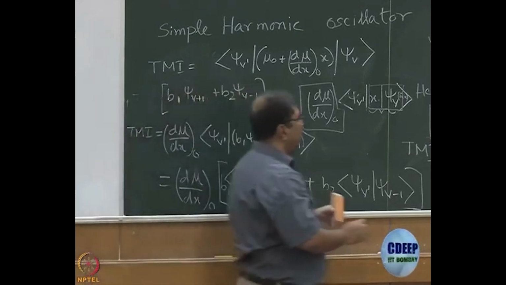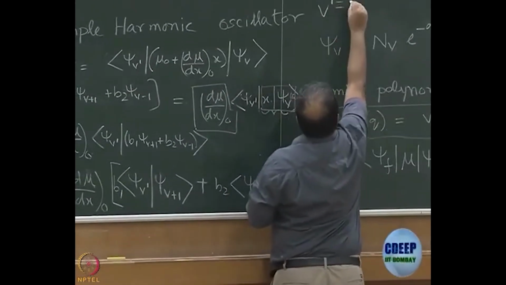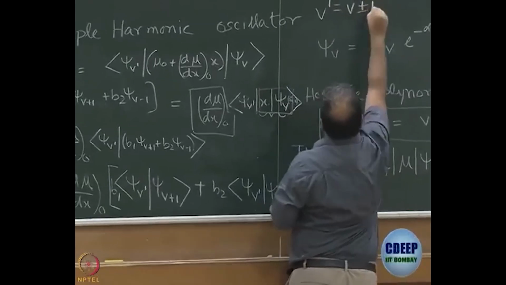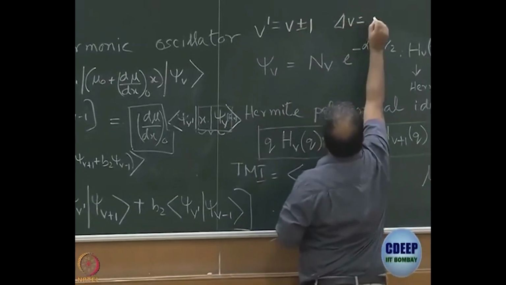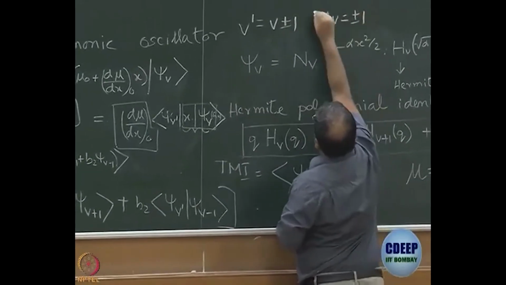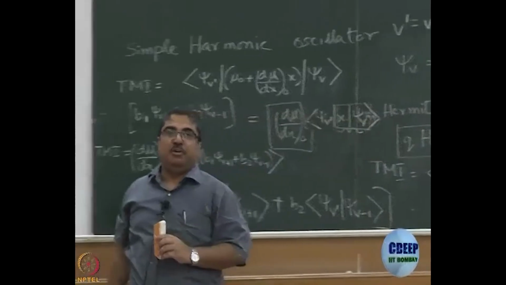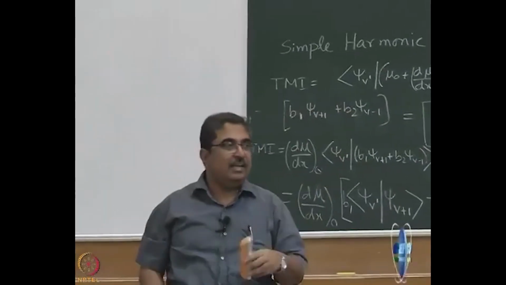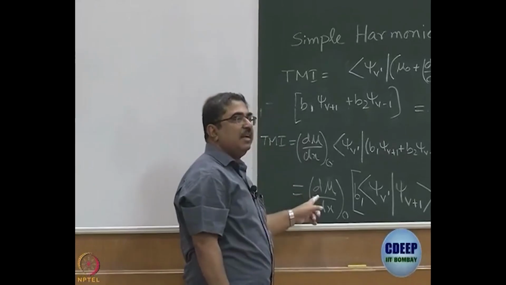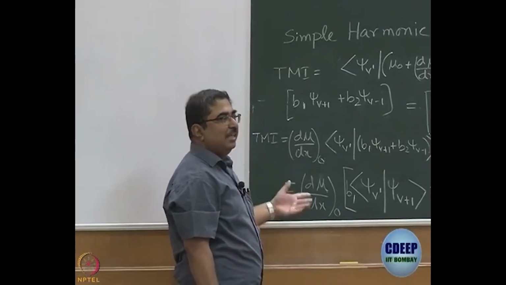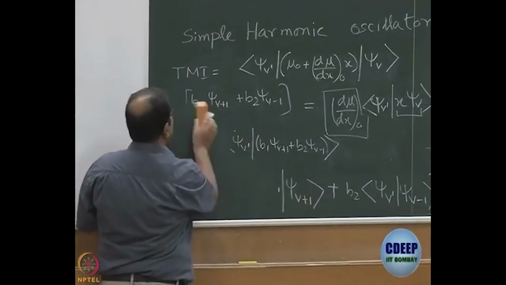So, what are the only two possibilities that come out from here? V dash must be equal to v plus or minus 1, or you can say delta v is equal to plus or minus 1. This then is my selection rule for a simple harmonic oscillator, and additionally I get the condition that the vibration must bring about a change in dipole moment, otherwise it will not be IR active, right.